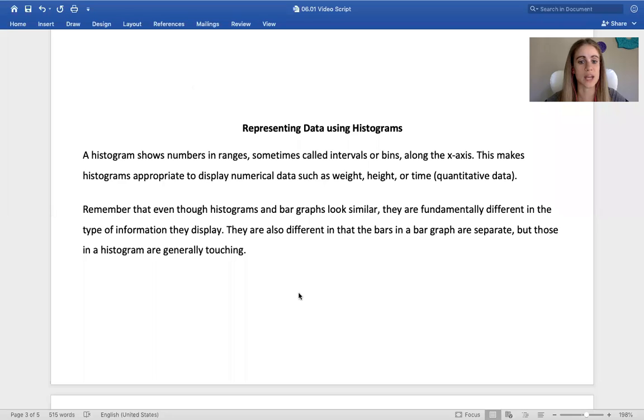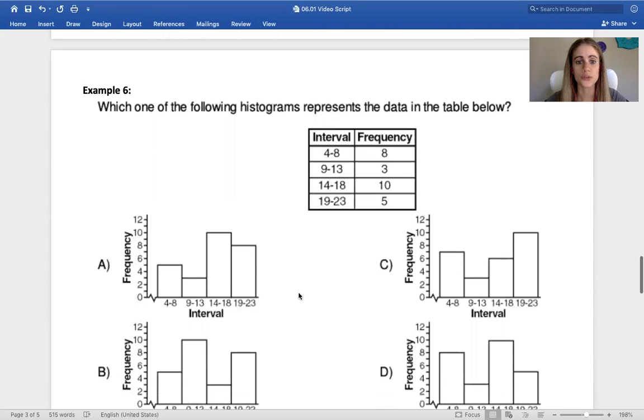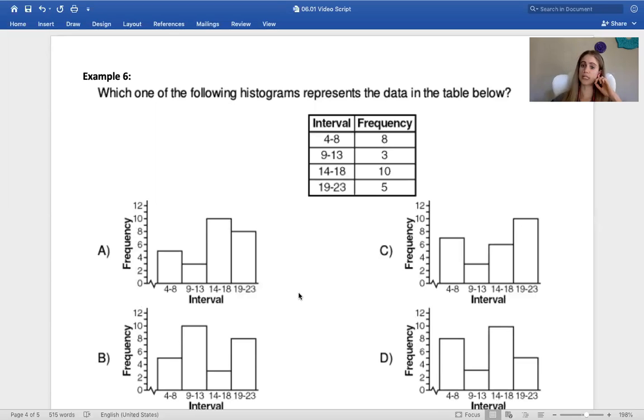All right, let's get into that example that we just saw down below. So we want to know which one of these histograms represents the data in the table below. Before we get into that, let's just look at A and talk about what makes this match all of those verbal descriptions we just talked about. See how we have different intervals here? So 4 to 8, 9 to 13, 14 to 18. So we have those intervals. We have those different age groups. Also, I can see that all of my bars are touching. So that's another sign that it is a histogram and not a bar graph.